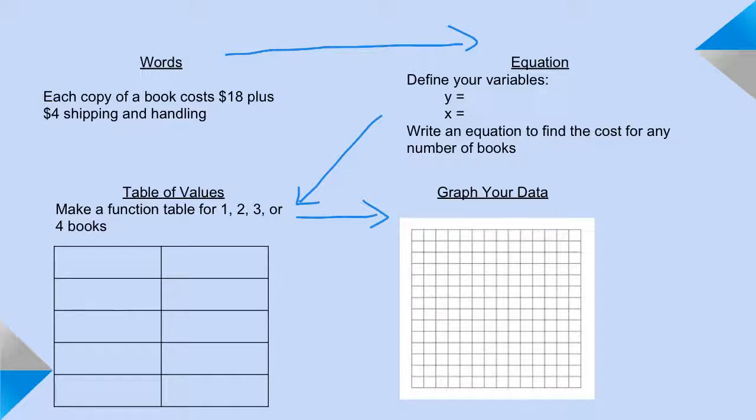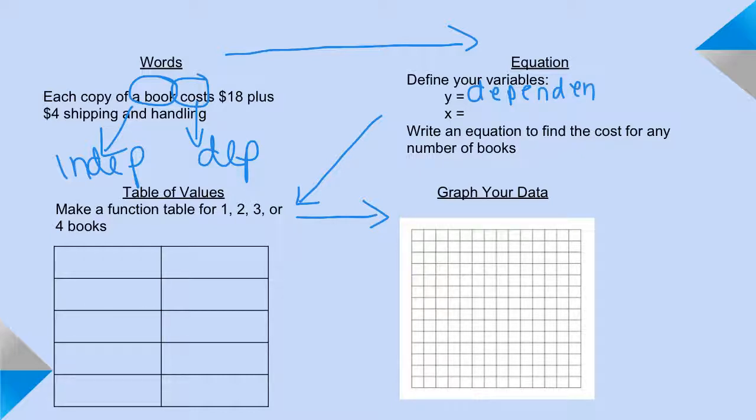All right, so we have two things we are comparing here. We have number of books and cost. I think the cost is going to depend on how many books you buy. So my dependent variable is always my y, and in this case, it's the cost. And my independent is always my x, and in this case, it's the number of books you buy.